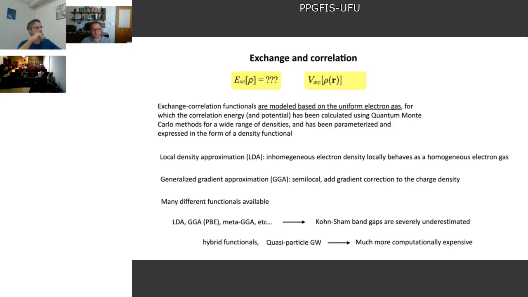This was many years ago, and then came corrections to that. The most straightforward correction is to add the gradient of the charge density, and this is what we call the generalized gradient approximation, or GGA. That's what made it popular not only in materials science, but also in chemistry, and it's nowadays widely used. So there are many different functionals available, from LDA, GGA, meta-GGAs. And one of the problems in the case of semiconductors and insulators is that the gap is not well described.